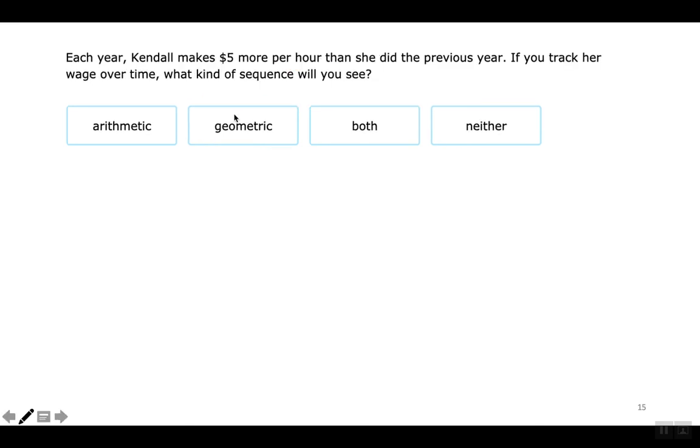All right, and I believe this is the last example, I think. All right, Kendall makes $5 more per hour. So every hour she's making $5 more than the previous hour. Okay, so that's going to be arithmetic. $5 more per hour. You could always invent an easy number and see that, okay, $5 more. Like if you start at 10, it would be 15, 20, 25. All right, so you could always make an easy number and start doing that if you're not sure.